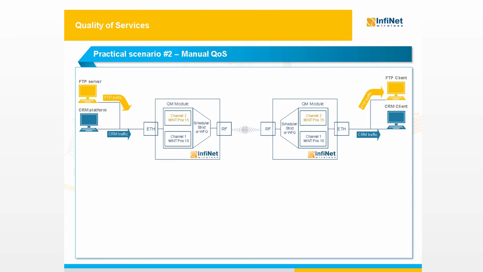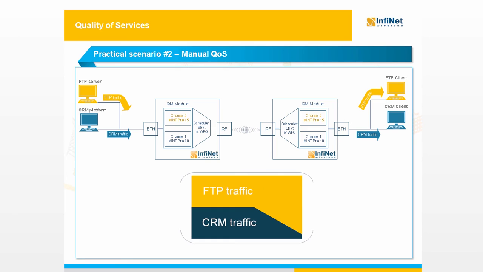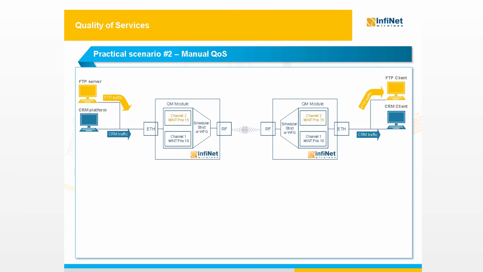Without any traffic prioritization, and due to the specifics of the FTP protocol, the data traffic between the FTP server and the FTP client will increase so much that the CRM platform will get less and less bandwidth. In order to address this issue, QoS policies will be applied for each type of traffic.